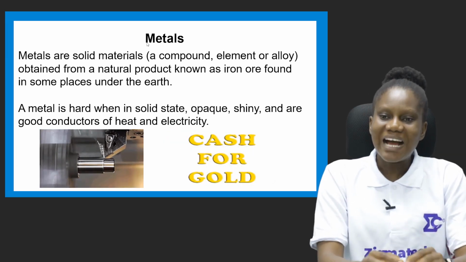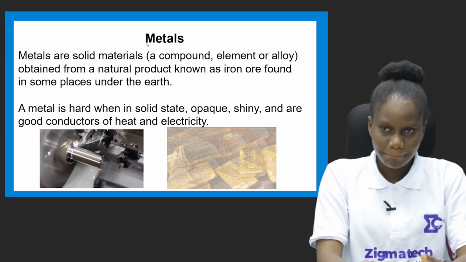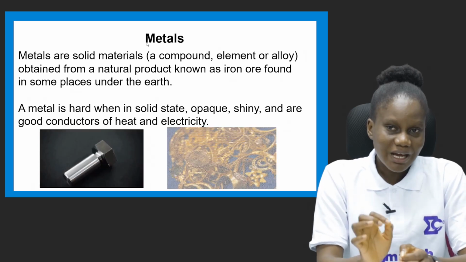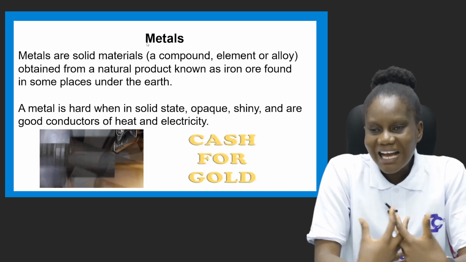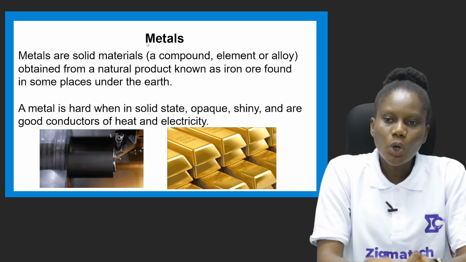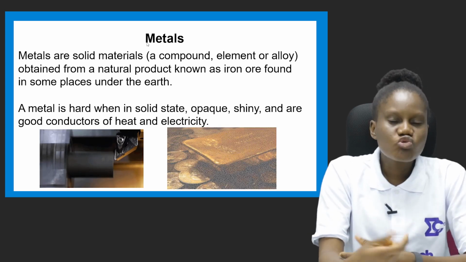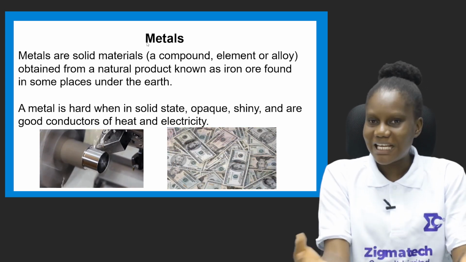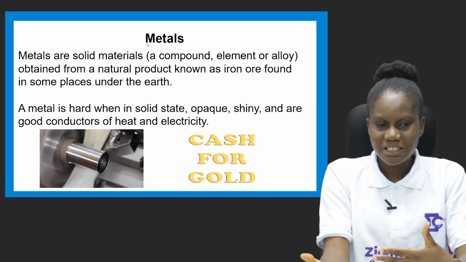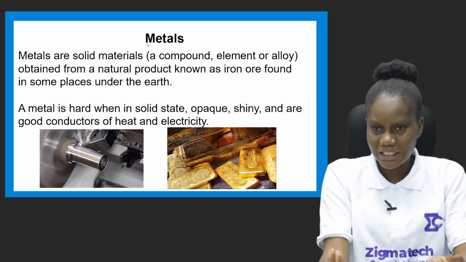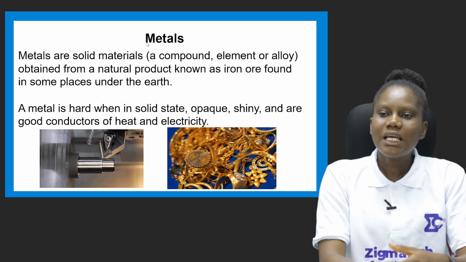So a metal is hard when in solid state. They are solid material, so it is hard when it is in its solid state. It is opaque. That means you cannot see through it. It's not like glass that you can see through. Metals are not like that. You can't see through metals, and they are shiny.